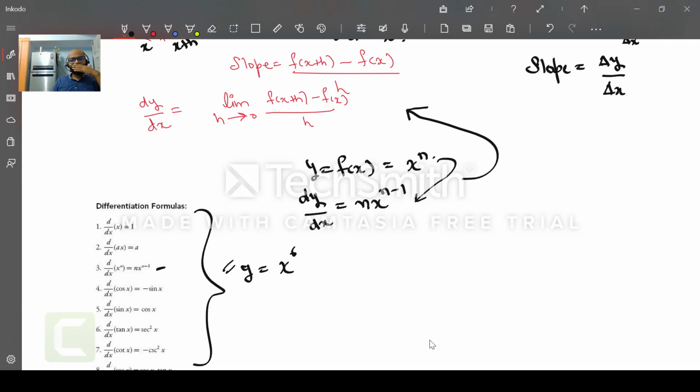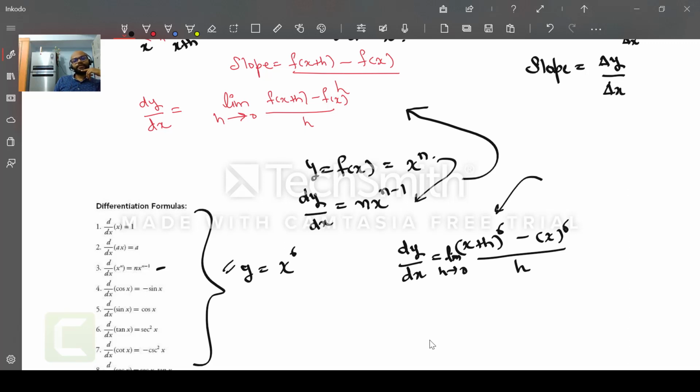Now I want to find the differentiation. I would write that dy by dx equals x plus h to the power of 6 minus x to the power of 6 upon h. Okay, all right. And during all this, the limit is h tending to 0. Fine. Now there is a small problem over here. How to find the expansion of this?